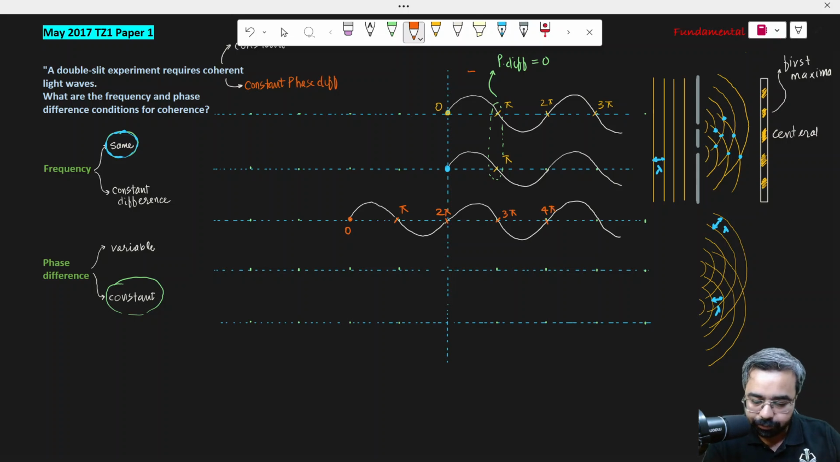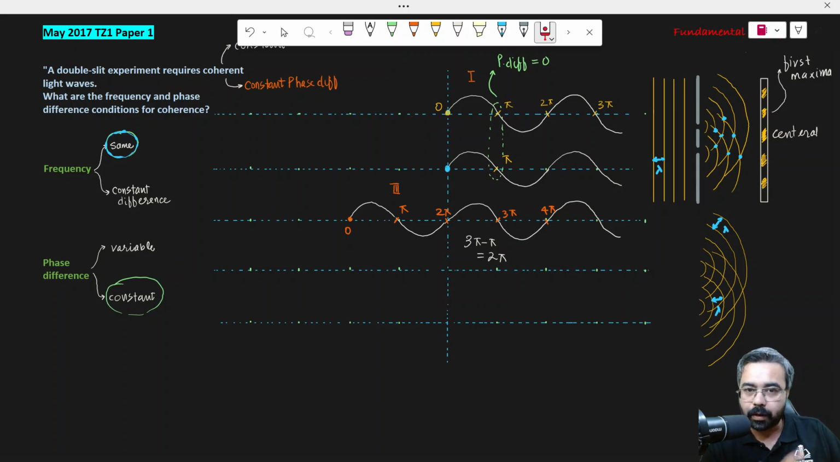Now compare the first wave with the third wave. I'm going to consider the interference between these two waves. So now notice this is pi and this is 3 pi. Take the difference of these two. What is the answer? 2 pi. Now take the difference of any other. What about 2 pi and 4 pi? Take the difference of these two phases. You will once again get the same answer, 2 pi. And it will remain as it is.